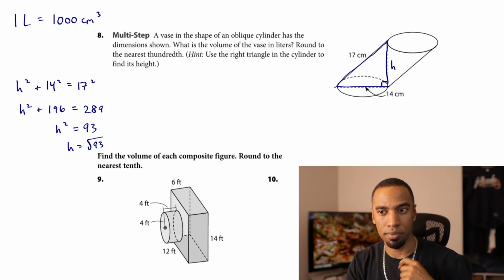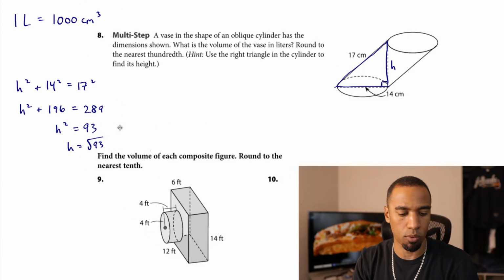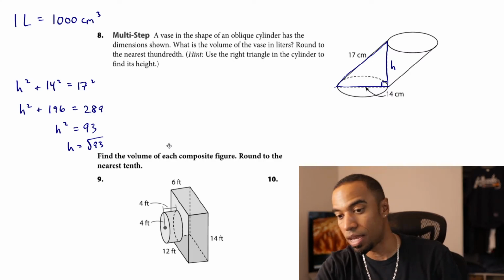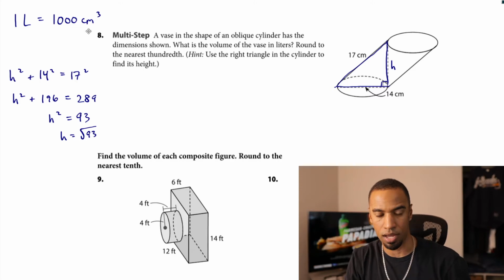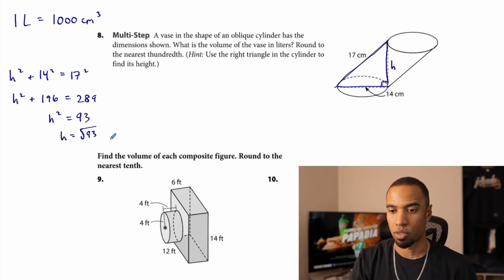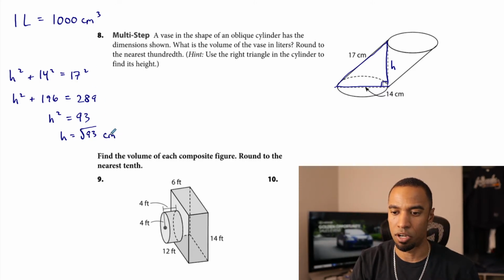I'm not going to round this early. Once again, that's a huge and important practice. I'm telling this to my students right now. Guys, it's a huge important practice. Do not round your numbers early before your final answer. Use what you got in the calculation as best as you can. So there's square root of 93 centimeters for the height.